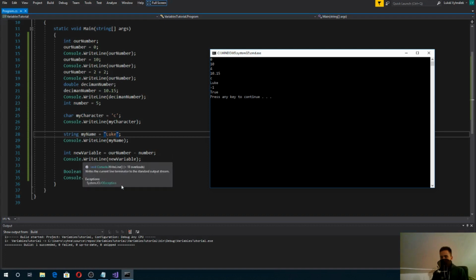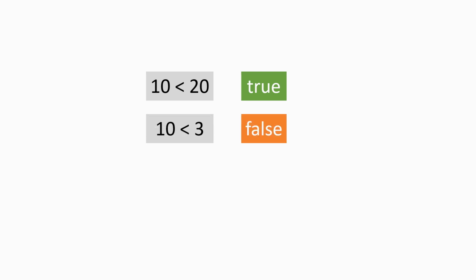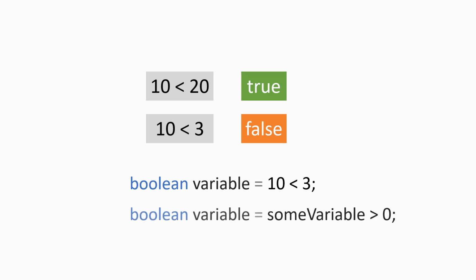Then we wanted to print the boolean variable, the temp variable, and as you can see, it says true, right? Because this is set to true. You probably know the smaller than operator. If something is smaller than something else, it is true, otherwise false. These kinds of operators are heavily used in every application. The expression could look something like this. Boolean variable is set to the result of 10 is smaller than 3. As you probably figured out, this variable will have the value false. Also, you can use an expression like if some variable is greater than 0. If the value stored in the variable is greater than 0, it is true, otherwise false.